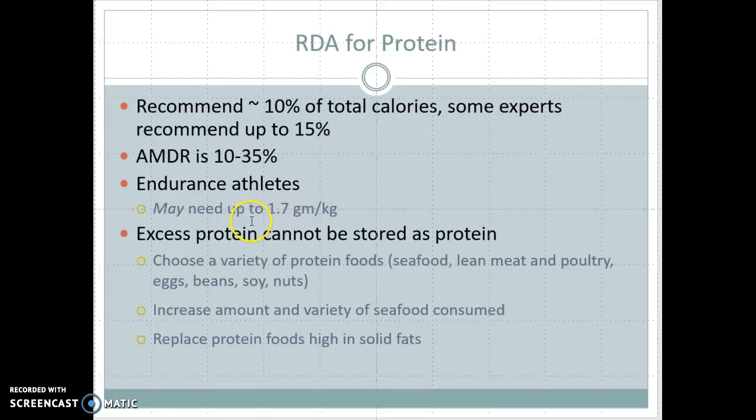If you're an athlete, you might need as much as twice the amount of 0.8. You might multiply your weight times 1.7 grams because of all the muscle growing and building that's going on.